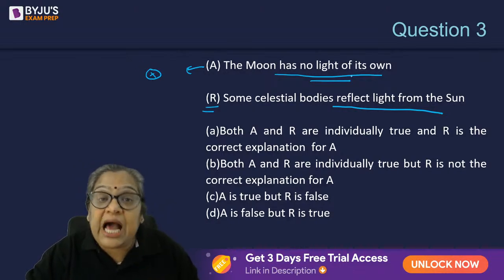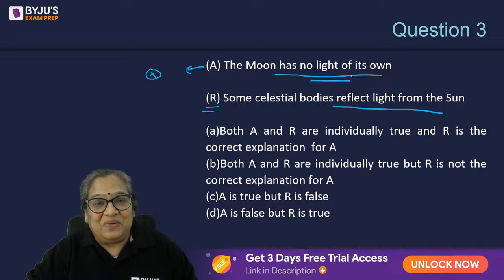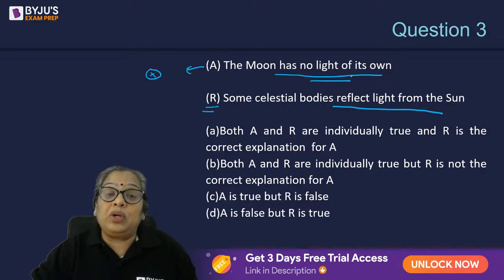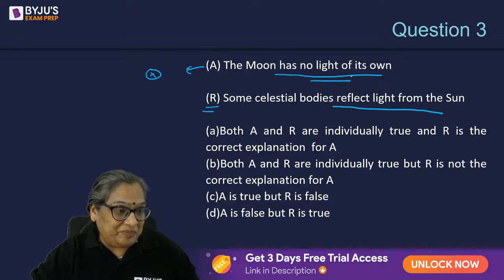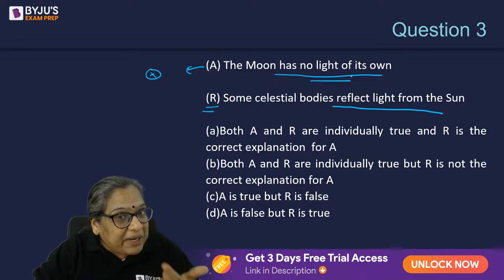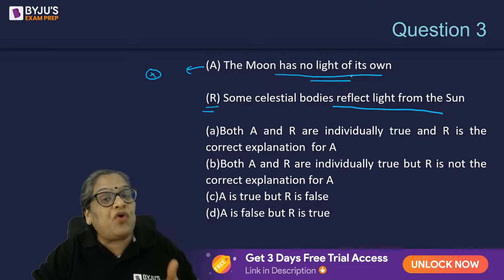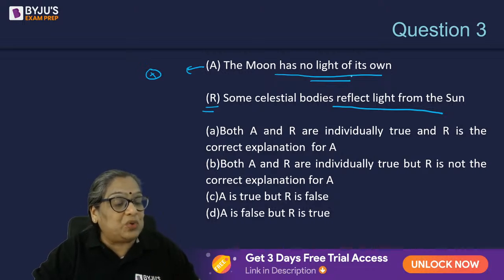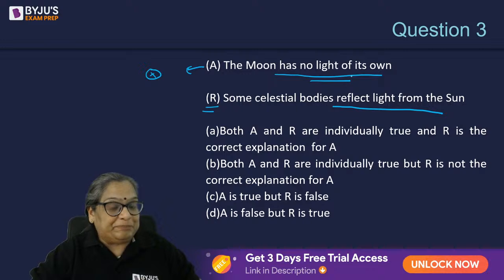The moon is not a star. Okay, stars have lights of their own. The moon is only a satellite. Right? So, R does not explain, is not an explanation for the moon having no light of its own. So, what is the correct answer?